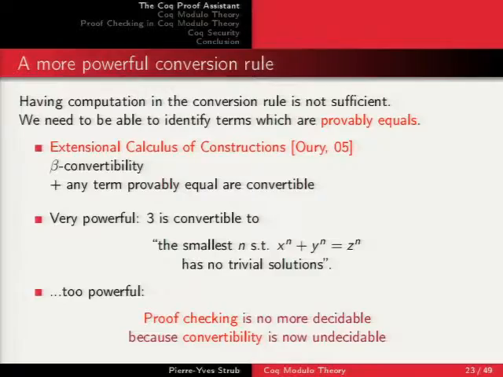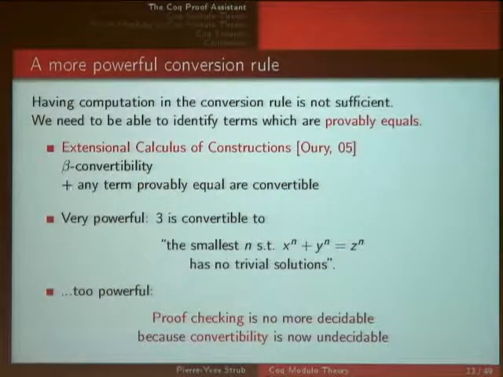So this problem is well known, and some solutions have been proposed. One solution is the extensional calculus of constructions. So here in the conversion, you have the function evaluation, beta convertibility, and you say that any terms which are provably equal are convertible. So this solves the problem. You can prove the associativity of addition, so any terms which are different up to associativity will be convertible.